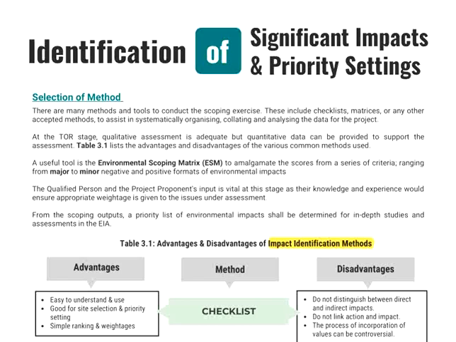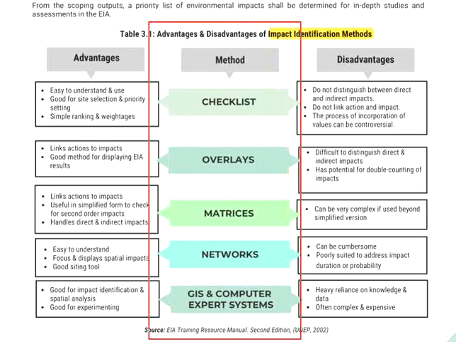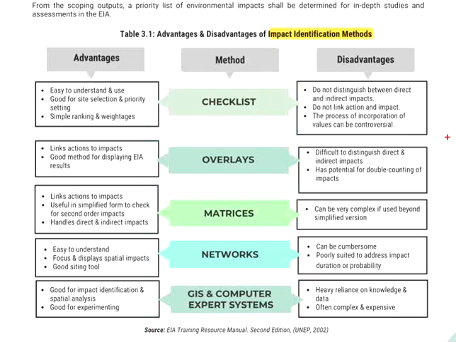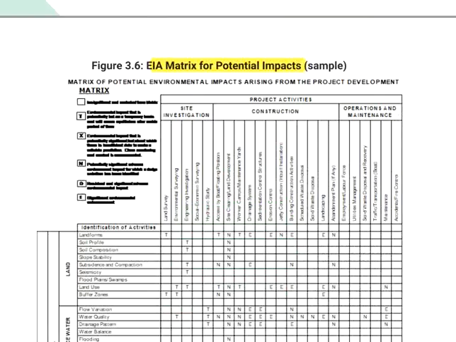Next, let us talk about the methods to identify the significant impacts and priority settings. There are various methods available. Each has its own advantages and disadvantages. The selection of the methods will be dependent on the situations as well as the strategies for conducting the EIA studies. One of the common methods will be the EIA matrix.